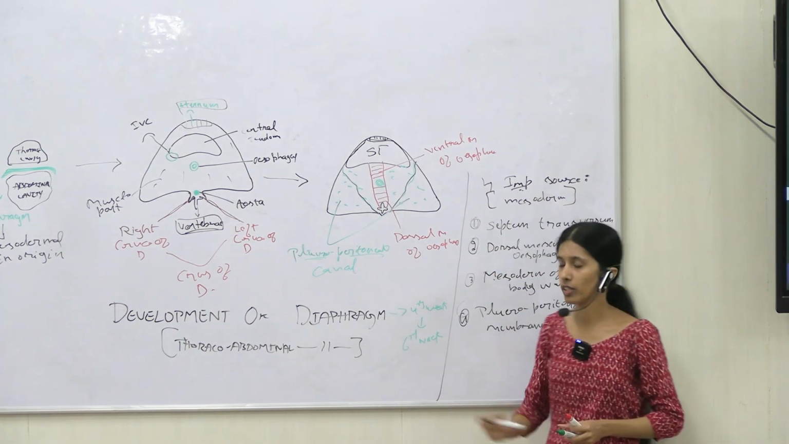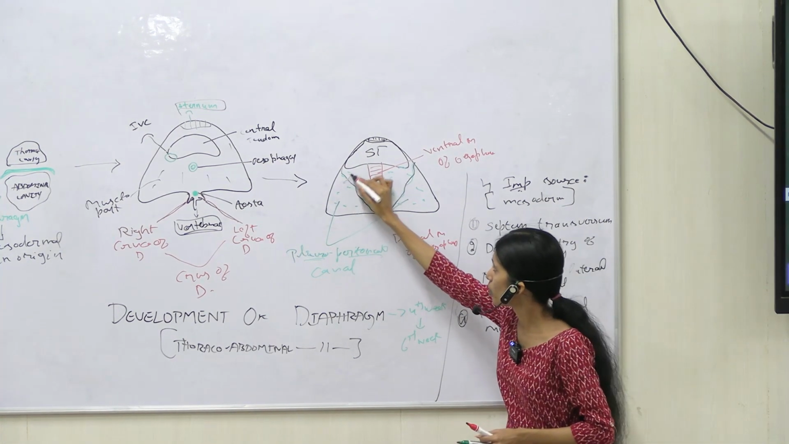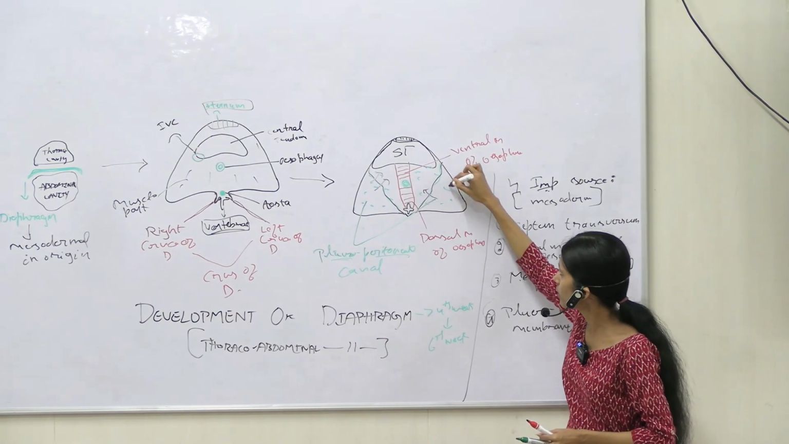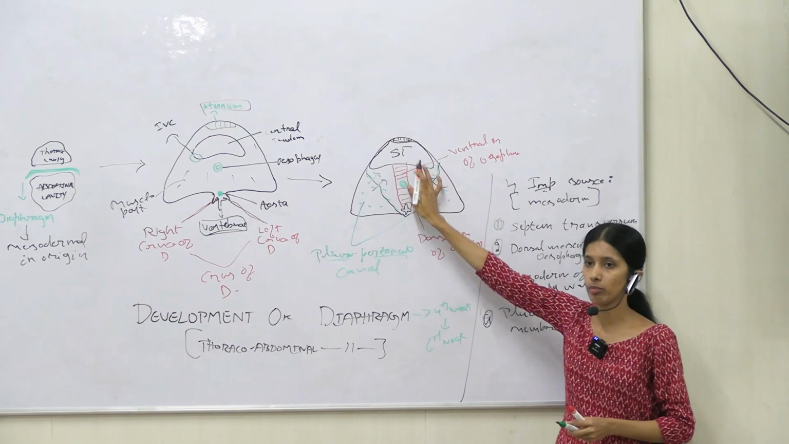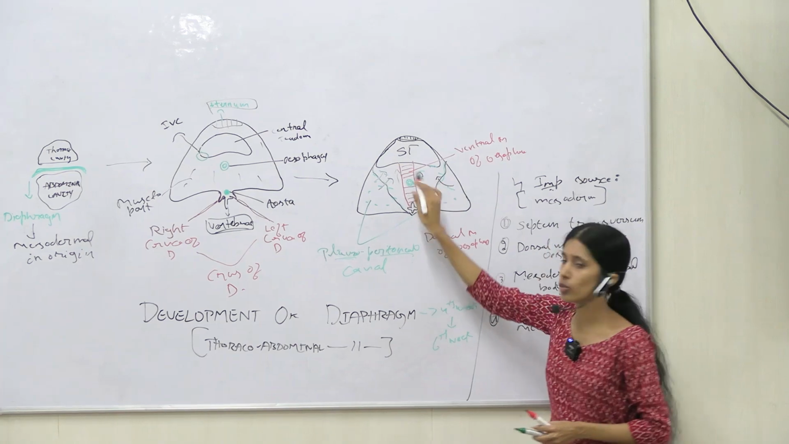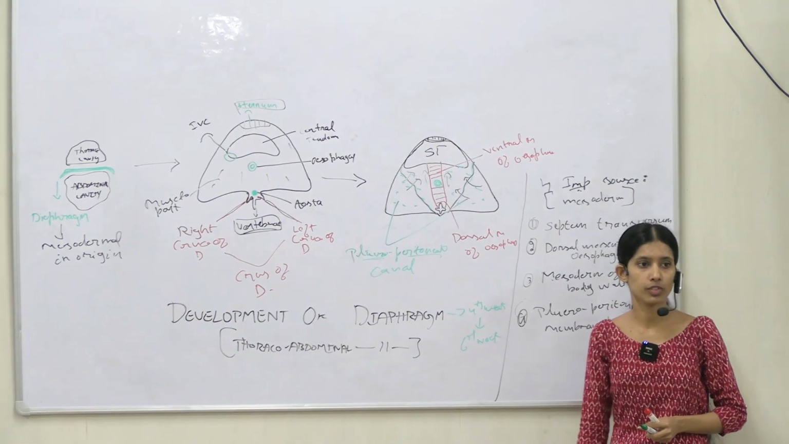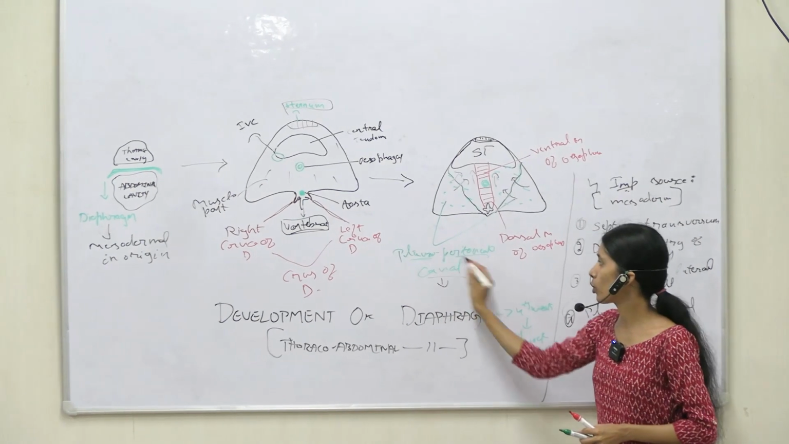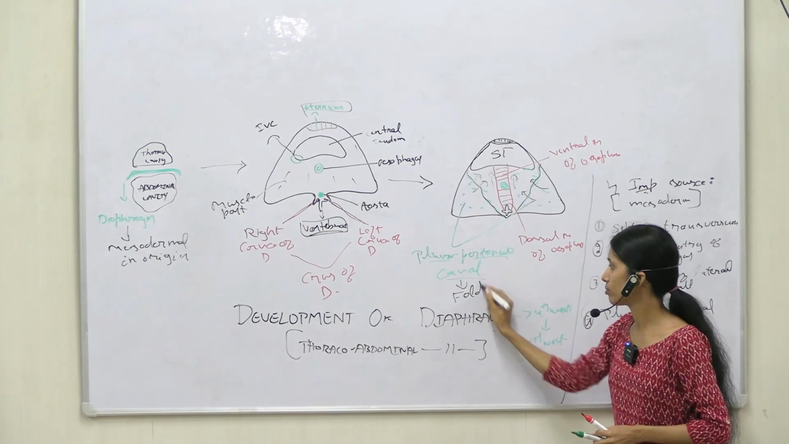In this region, now this membrane will push your pleuroperitoneal canal towards the septum transversum and also your mesentery part towards the septum transversum. At this point we call it a pleuroperitoneal fold. So what is happening in the development process? The development of diaphragm starts from the 4th week and it ends by the 6th week.